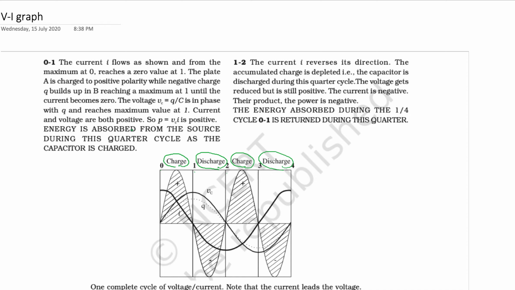It's the first quarter. Now see here, this is the current. The current starts decreasing in this case. It is maximum at 0, minimum at 1. And then this voltage is increasing from 0 to 1. And the voltage follows the charge. Charge is also increasing from 0 to 1. Now see what will happen now.